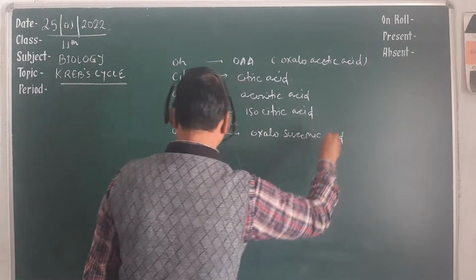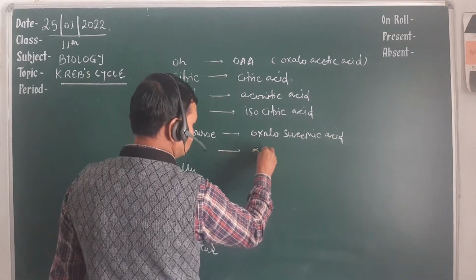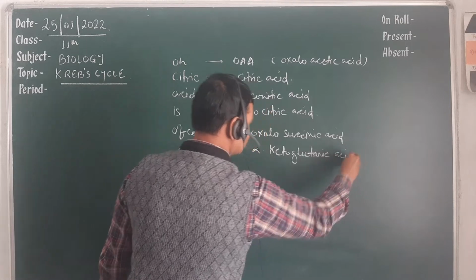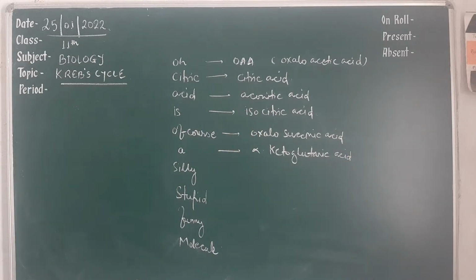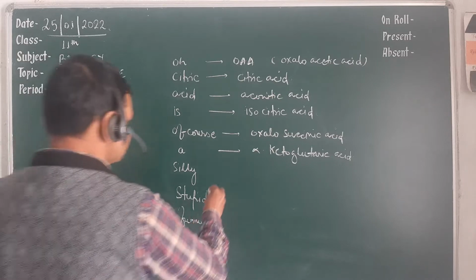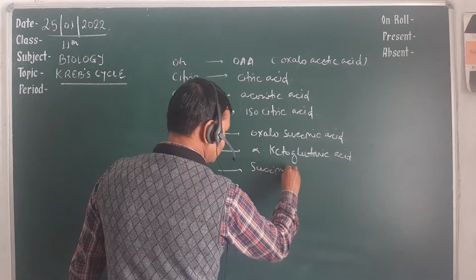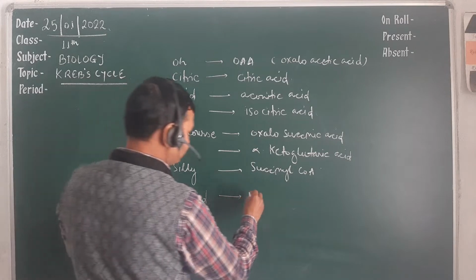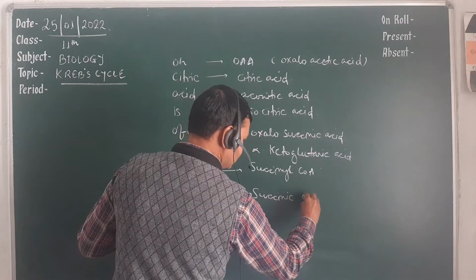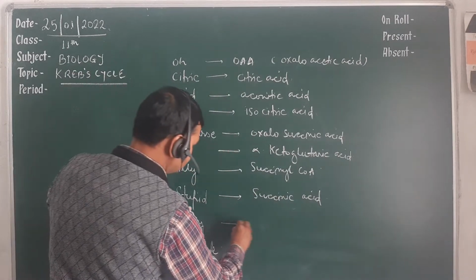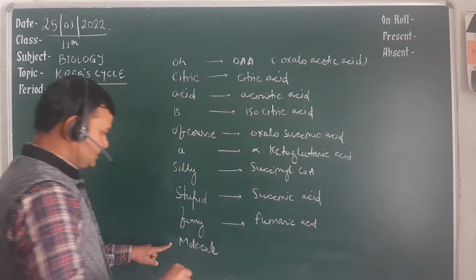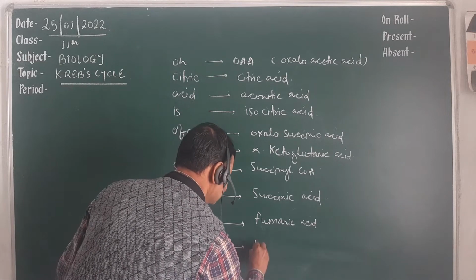Oxalosuccinic acid. A, that is for alpha ketoglutaric acid. Just we are picking the first alphabet of each and every word of this statement. Silly. So this S is for succinyl coenzyme A. Stupid. So again there is S, and this is S for succinic acid. F, funny. So F for fumaric acid, and M, molecule, for malic acid.